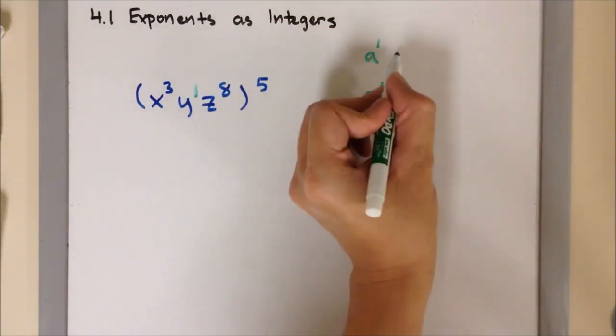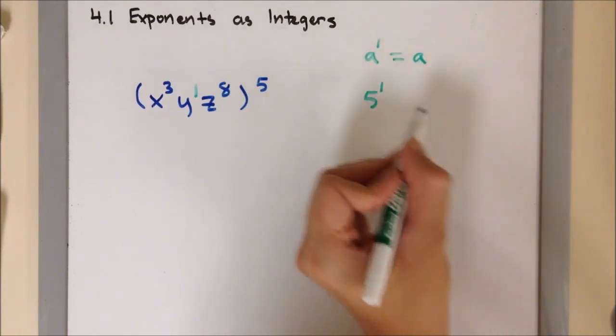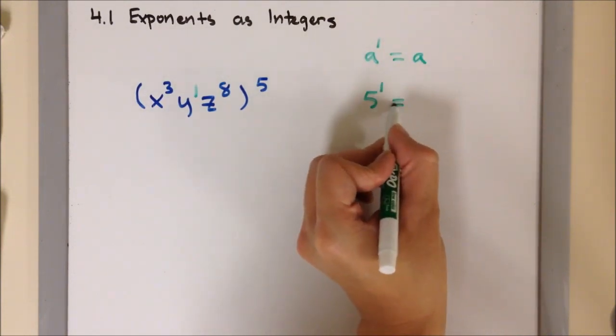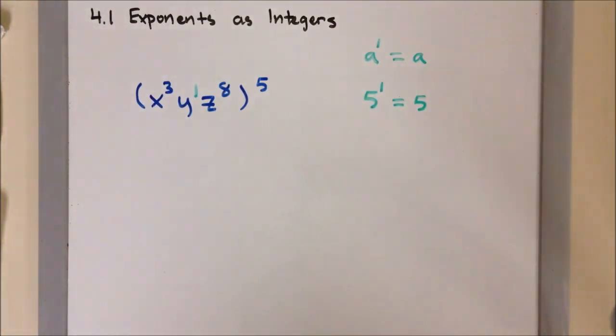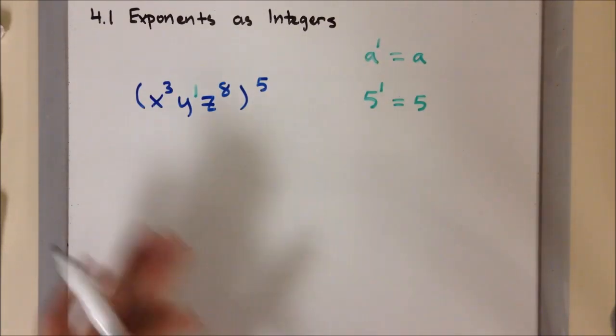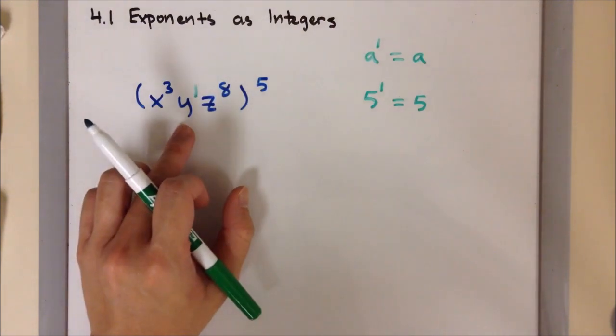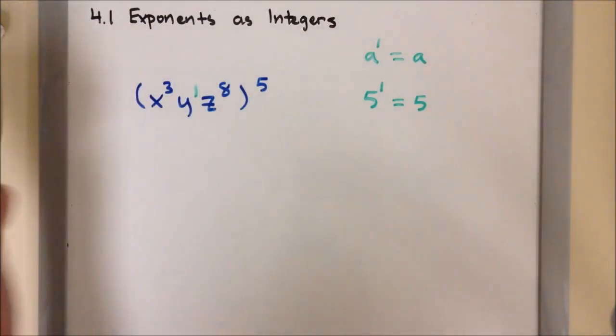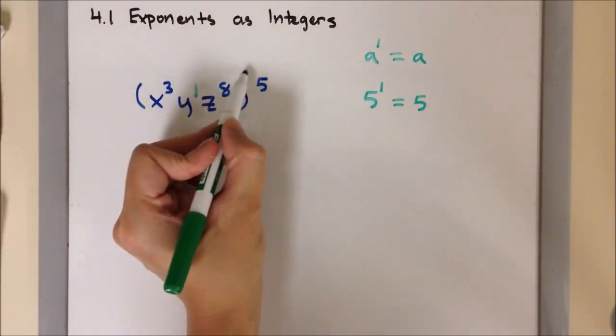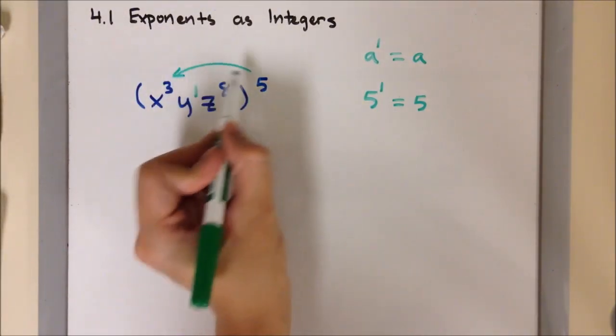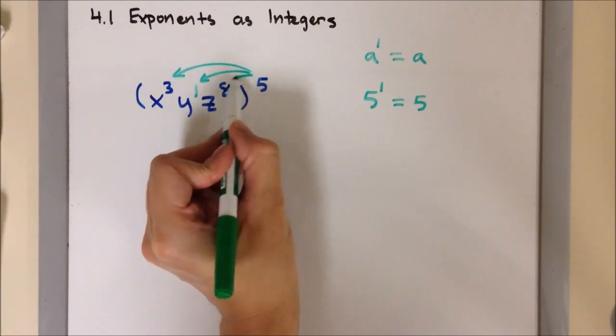So a to the 1 power is simply just a. 5 to the 1 power is just 5. So when your base is like a, and when your base is like 5, or by itself, it's just having an invisible exponent, always. So like here, the y looked like it was by itself, but it has the invisible exponent.